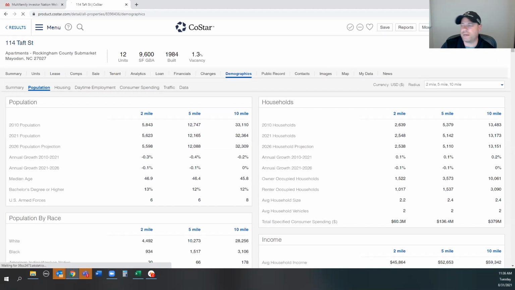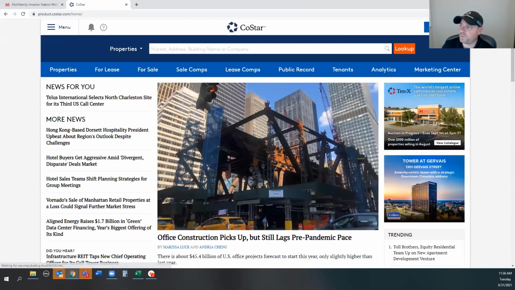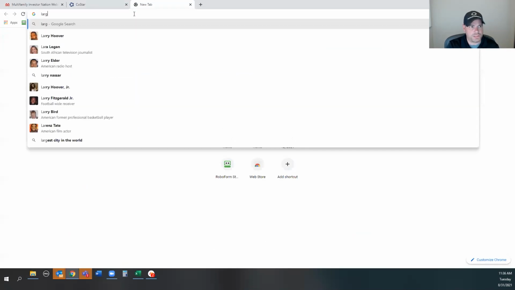I will go ahead and go back to my home page. Where do you find employment information that I'm looking for? CoStar is one place, but then also just Googling largest employers in, let's try it out here. All right, so it's very easy. It's just Google largest.